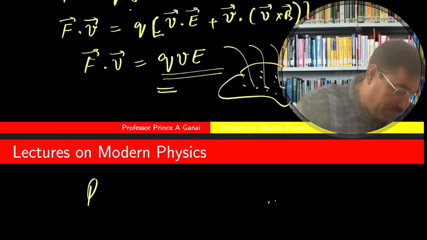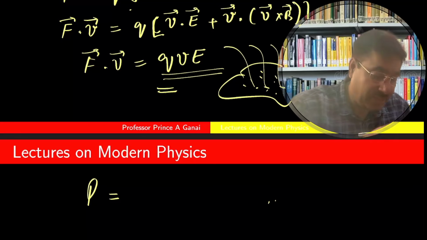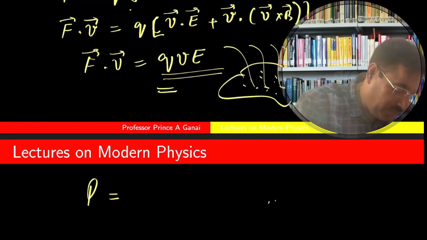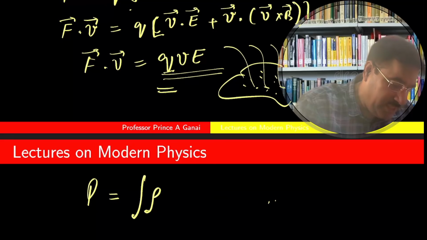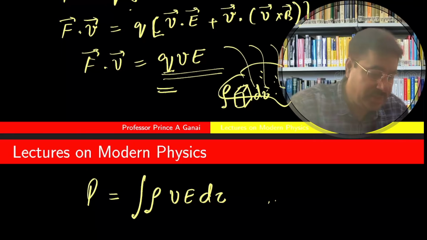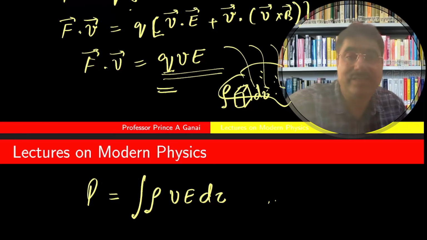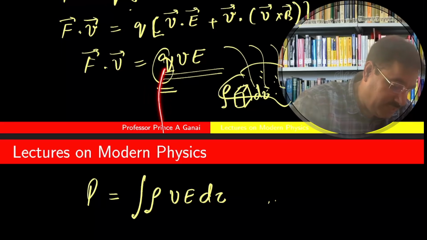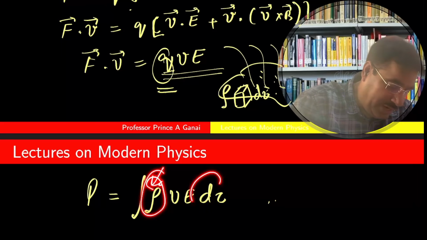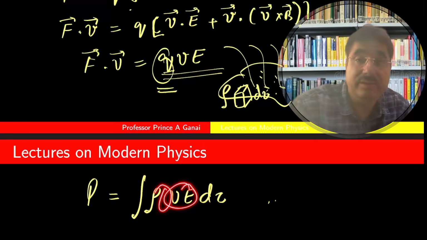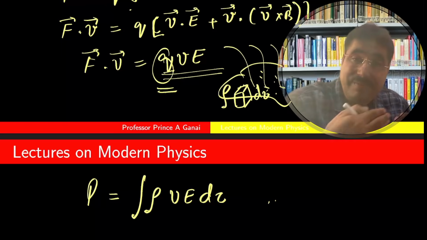So I write that the power P delivered to this system of charges, or a material or a conductor which has lots of free charges, would be equal to the integral of rho V dot E d tau. This d tau is the small volume, rho is the density, the small charge is rho d tau, and the entire charge is the integral of rho d tau. So for this Q, you are basically replacing it with rho and d tau. Rho into volume is your Q. It is the same thing, Q, V, and E. There is no magic there. Simply, I'm writing the same equation.